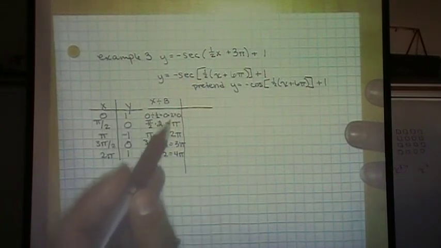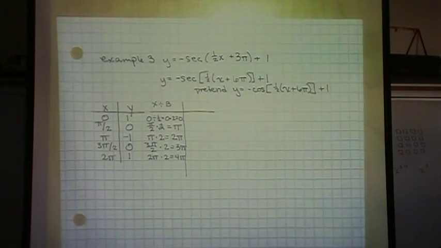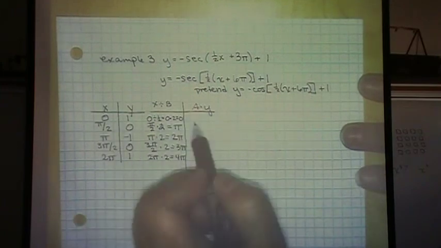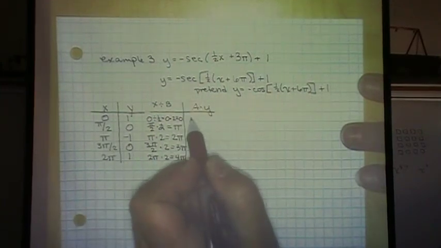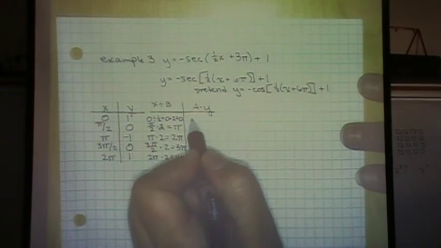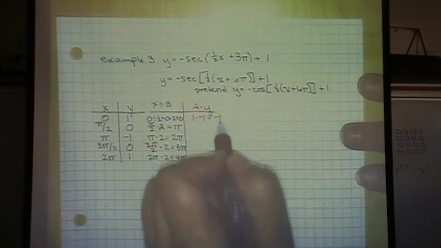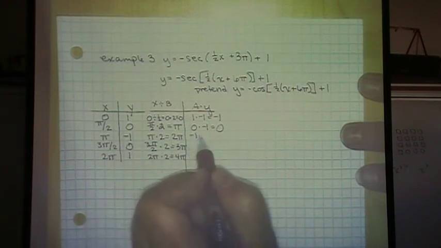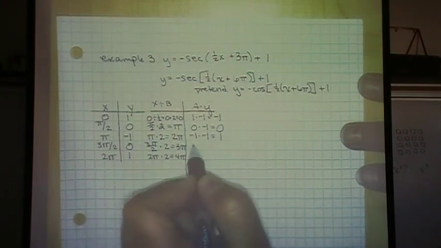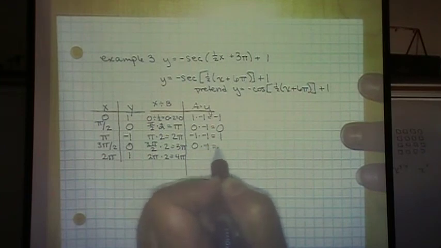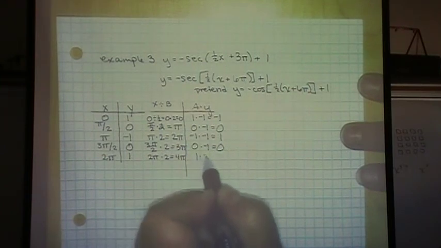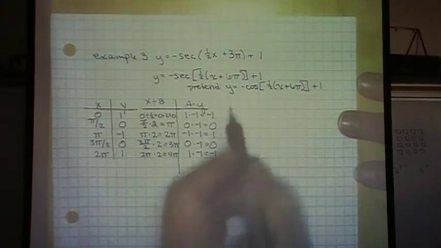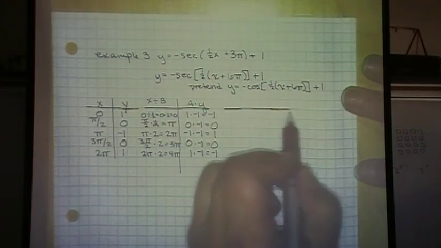That's going to make things nice. We have no more fractions. Woohoo! No fractions. A times y. So 1 times negative 1 is negative 1. 0 times negative 1 is 0. Negative 1 times negative 1 is 1. 0 times negative 1 is 0. And 1 times negative 1 is negative 1. Okay. Now our last table. I don't have to make it as big because I don't have the fractions.